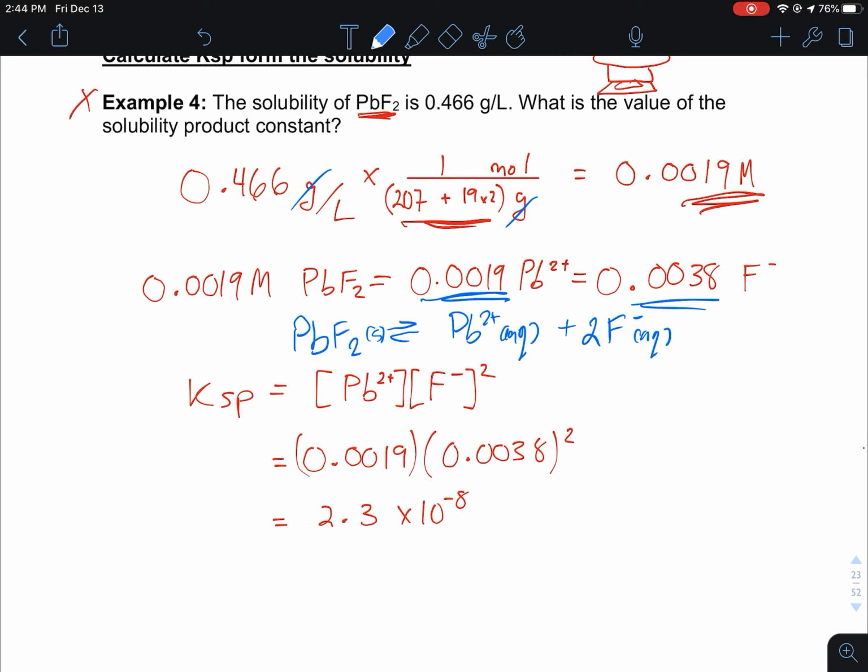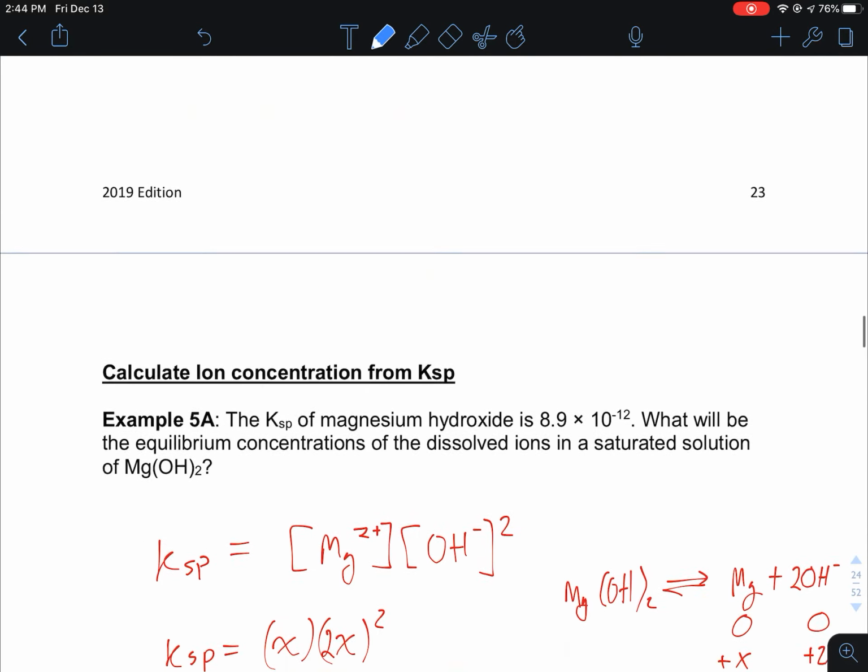So here's our new setup. We have our KSP taken from our equation, so that's why we always want to write our equation out, and then we replace the concentrations inside that equation, and then calculate the new KSP value.